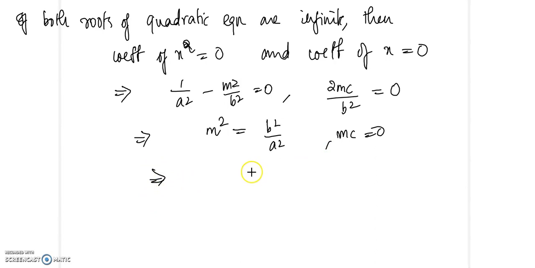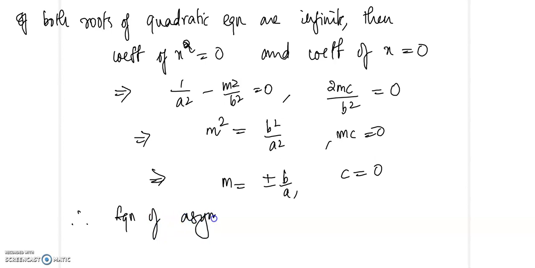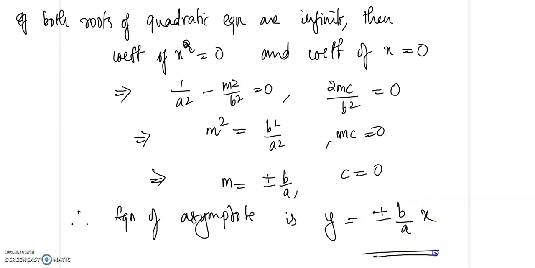Now both cannot be 0, so either m is 0 or c is 0. From here we get m square equal to b square by a square, which is not 0, because b square by a square is not 0 for our equation. So m will be plus or minus b by a, and so c must be 0. Therefore the equation of asymptotes will be y equal to plus or minus b by a x. So that is the equation of the asymptotes.